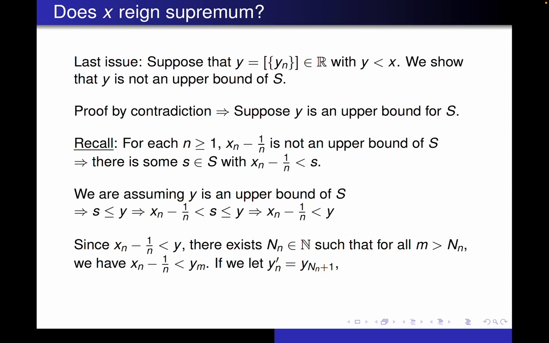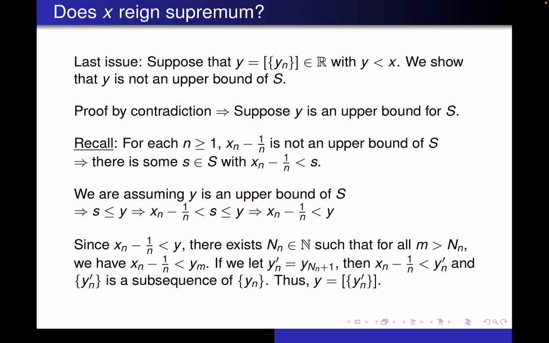And once again, I'm going to focus on one of those values of m, just the one right after that n sub little n, so n sub little n plus 1. I'm going to call it yn prime. And then what we get is that xn minus 1 over n is less than yn prime. And yn prime is a subsequence of yn. So once again, y can be represented by that subsequence yn prime.